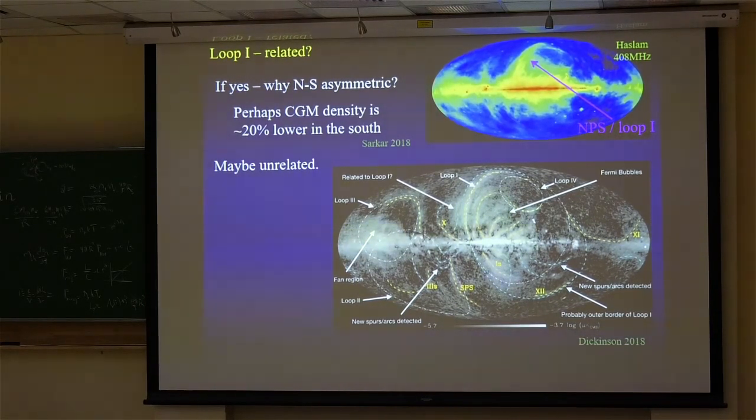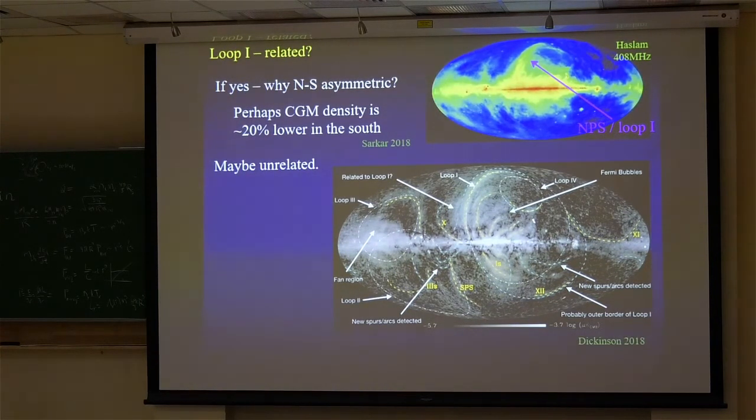Another option is that this Loop One is entirely unrelated, but it's a nearby structure, midway or so between us and the galactic center. There is some evidence from X-ray absorption and H-alpha that this might be the case, but I think this is something we do not understand, and I assume this will be discussed later today.